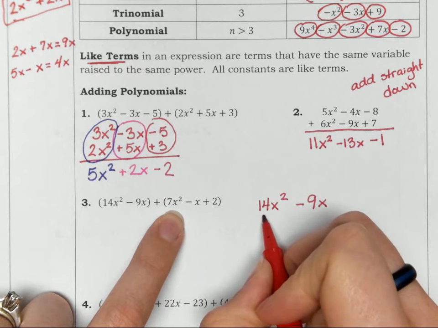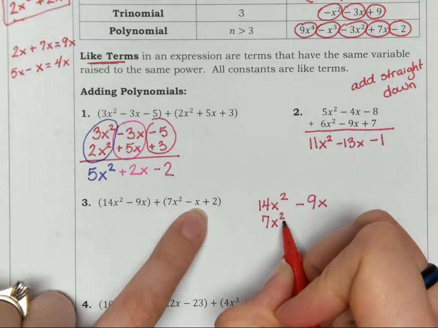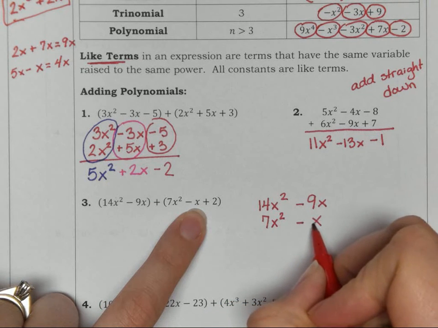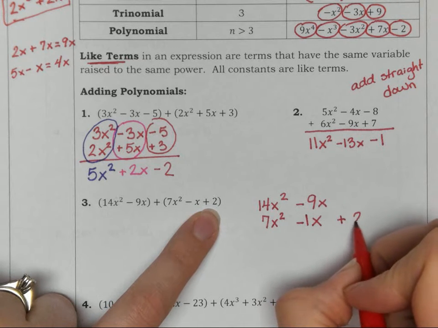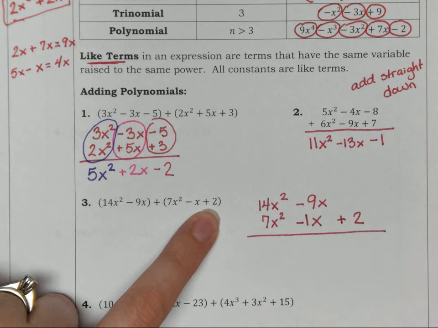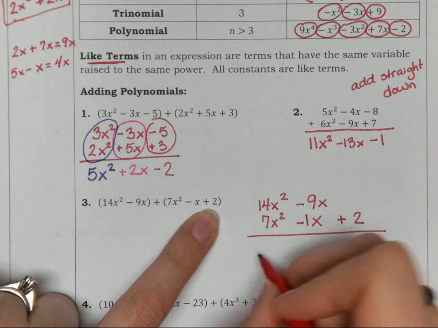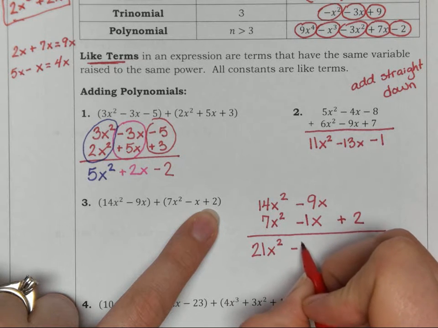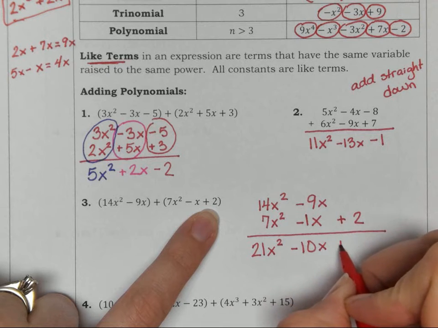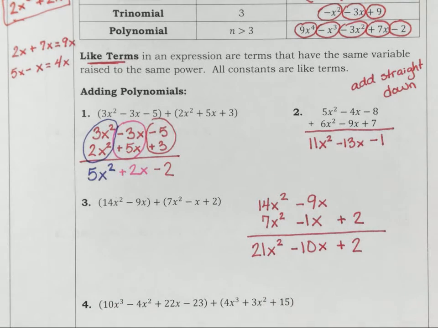So I have a 7x squared, a negative x, and there's really a 1 there. I'm going to write that in, plus 2. And I'm just going to add straight down. So now I have 21x squared, negative 10x, plus 2.